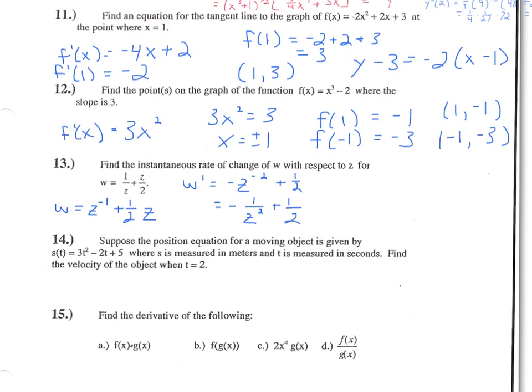In number 14, we want to find the velocity of the object when t equals 2. And we want to remember that the equation for velocity is the first derivative of the position function. So first we want to find the derivative of s of t, which will be 6t minus 2. And now we can find v of 2 by just plugging a 2 in. And that will be 12 minus 2, so 10. And then we want to make sure we write down the units, which is meters per second.